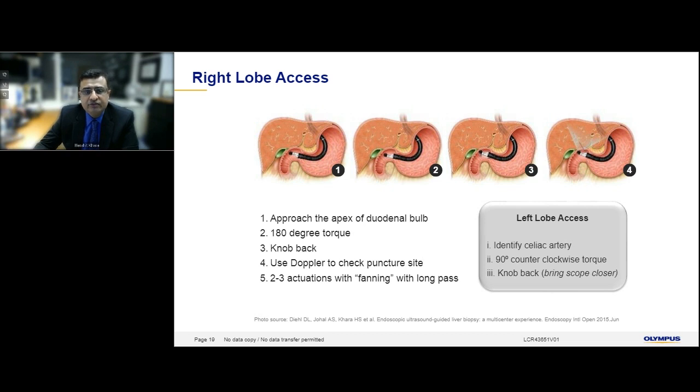The same goes for the left lobe, which is done through a transgastric access. So we would identify the celiac artery and then go 90 degrees counterclockwise, which is to the left, and then big wheel towards us brings us to the left lobe of the liver. And the same exact technique is used for the left lobe puncture. So ideally, we try to do 1 puncture per lobe with 2 to 3 actuations per puncture.